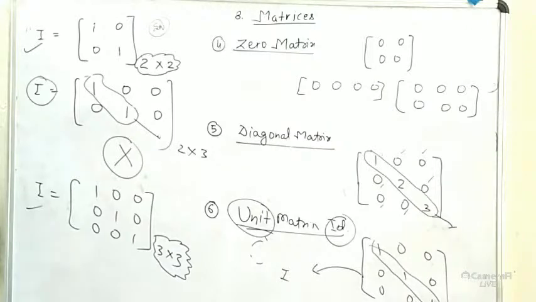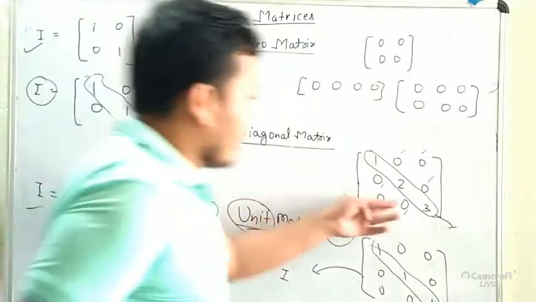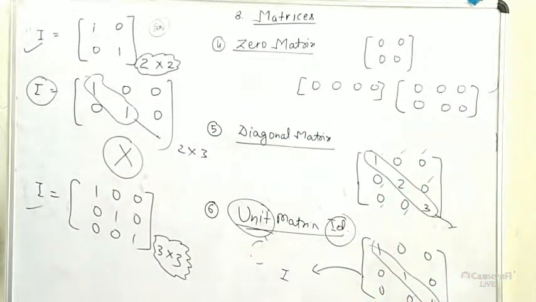How will we identify matrices? What is the order of the matrix? What are the types of matrices? What is an identity matrix, a row matrix, a column matrix? These are the basic things, and many students get confused between the diagonal matrix and the unit matrix. So remember this point.